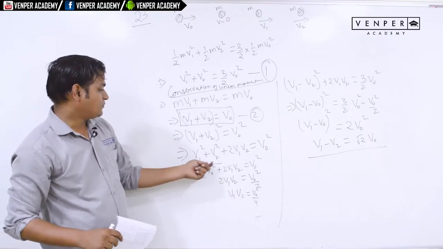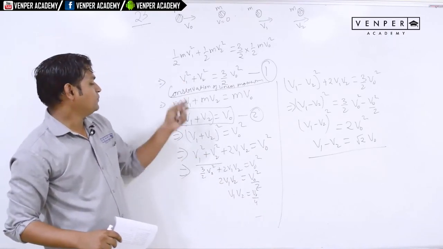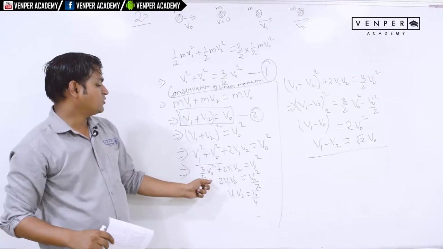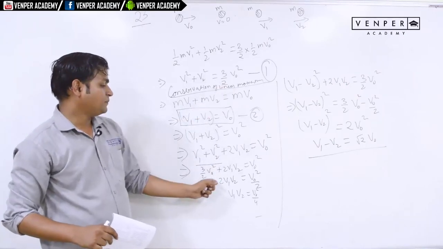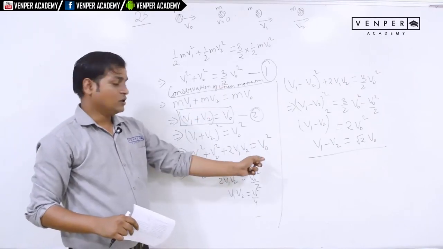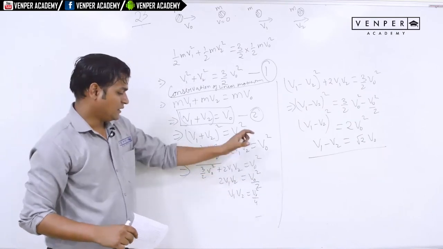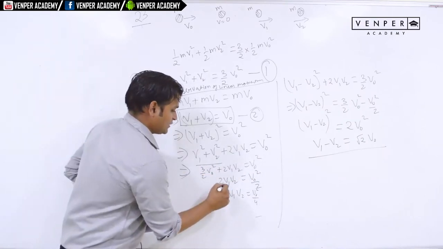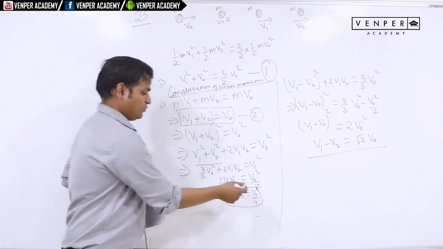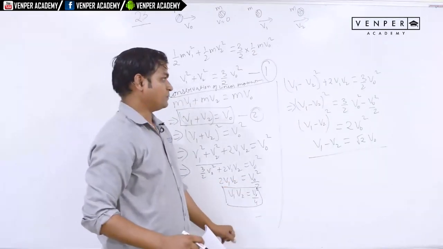Okay, next, v1, I know this value, so I can say that this is equal to 3 by 2 v0 square plus 2 v1 v2 is equal to v0 square. After that, I just wanted to calculate this value: v1 v2 is equal to v0 square upon 4.